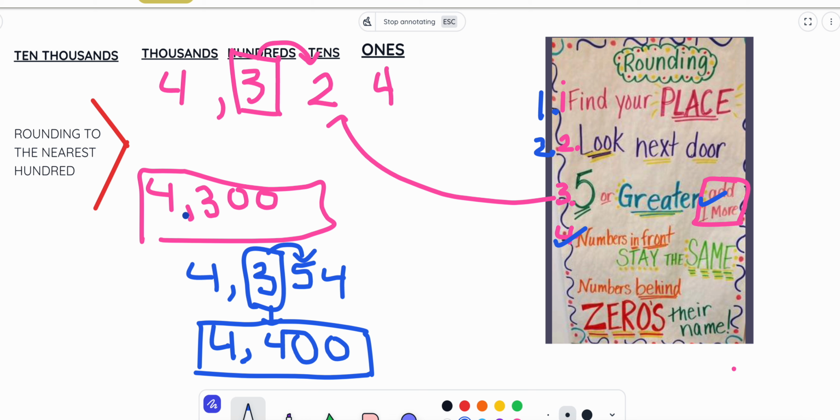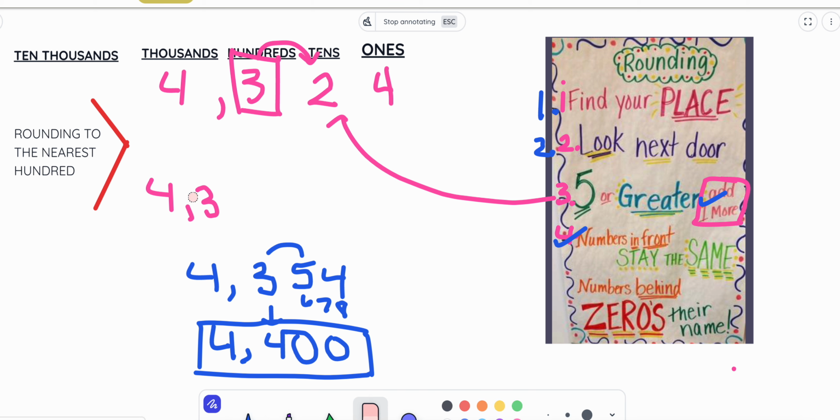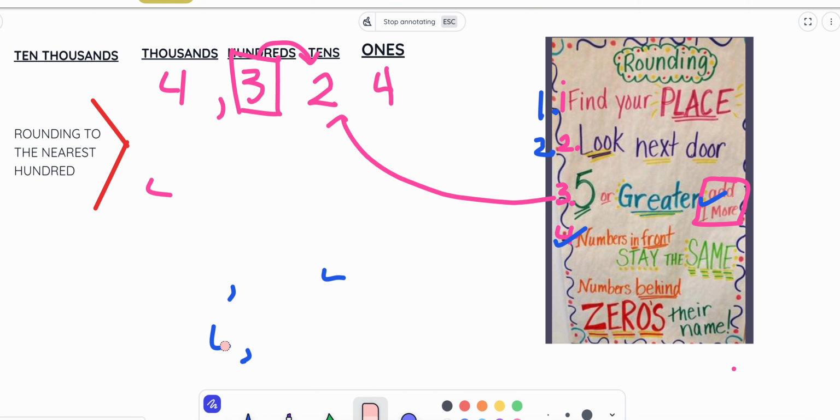This was 4,324. So when I round to the nearest 100, it was 4,300. But because this is 4,354, because this is 5 or greater, I changed that 3 to a 4. I add one more. Okay? So if this was 5, 6, 7, or 8, I would change that 3 to a 4. I always add one more when I look behind. And that goes for any time you're rounding.